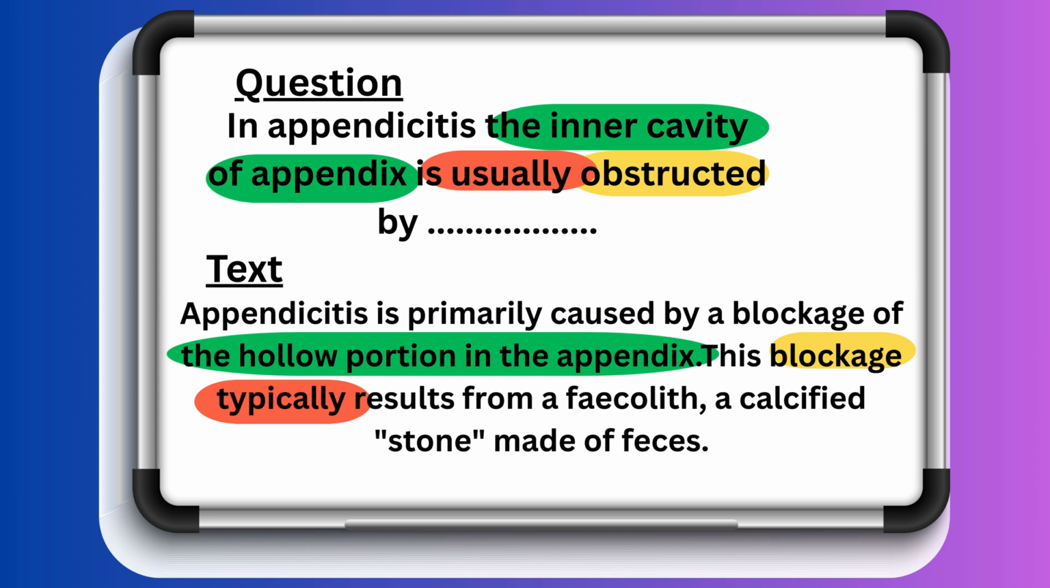In the question it is mentioned, inner cavity of appendix. In the text it is mentioned, the hollow portion in the appendix. In the question they are saying usually, but in the text it is typically. In the question it is obstructed, whereas in the text it is blockage. If you are thorough with synonyms and paraphrasing, it makes it easier for you to skim and scan.